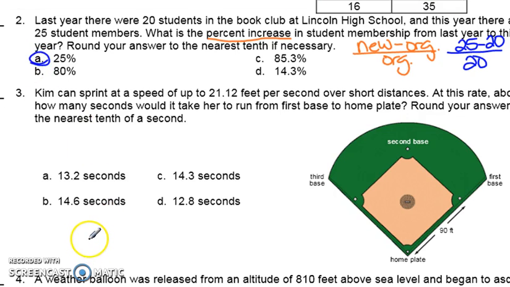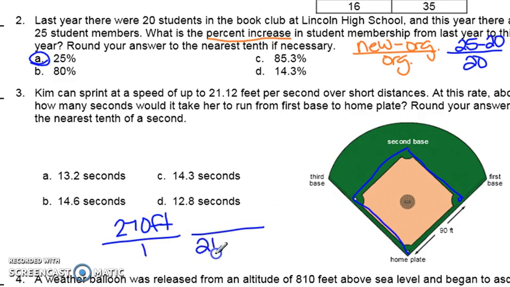Number 3, Kim can sprint at a speed of 21.12 feet per second over short distances. At this rate, about how many seconds would it take her to run from first base to home plate? Round your answer to the nearest tenth of a second. If she's going from first base, there's 90, 180, 270 feet. And she's going 21.12 feet every second.